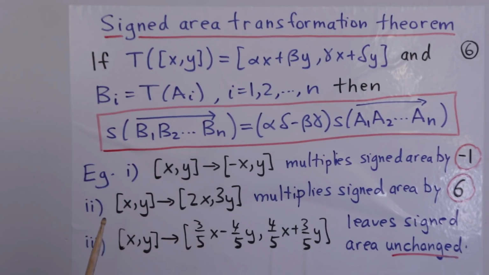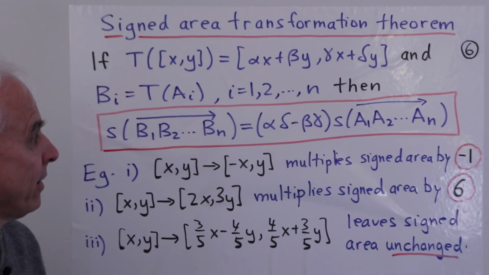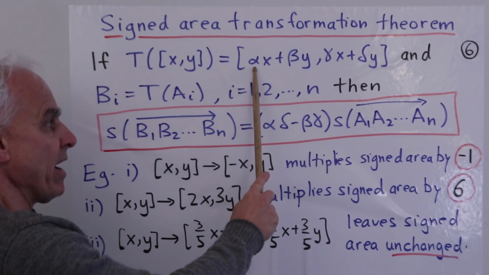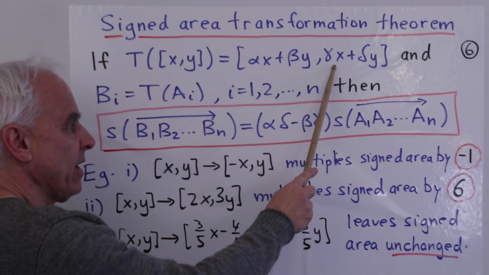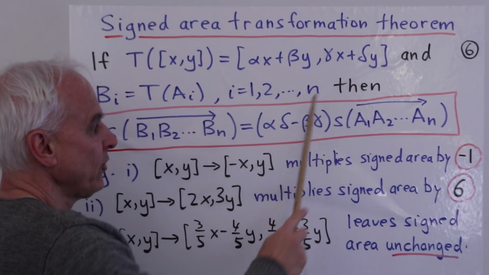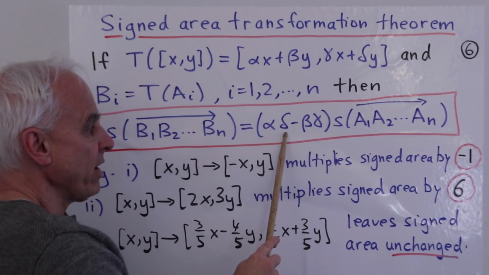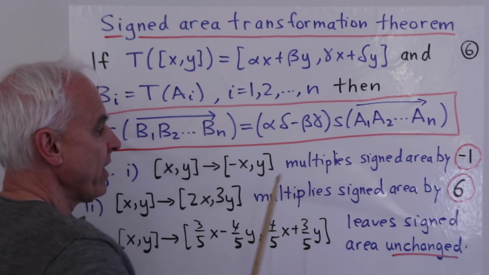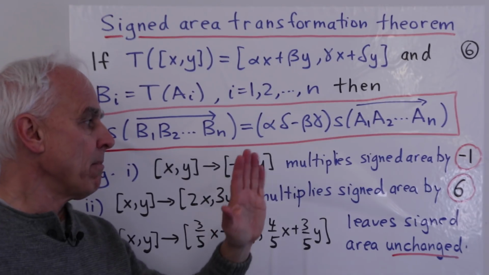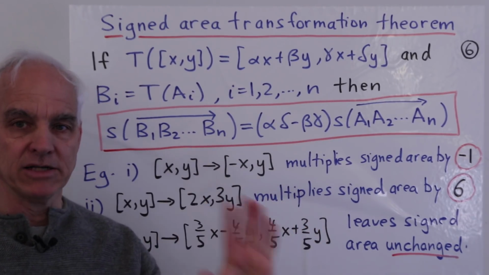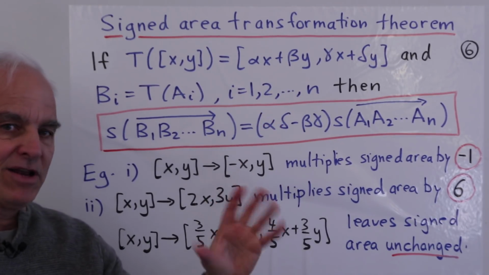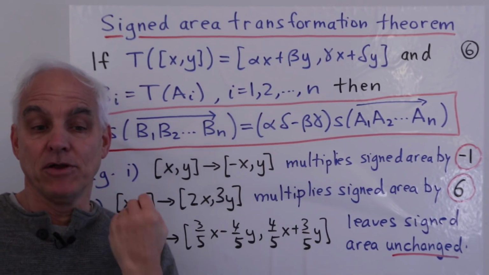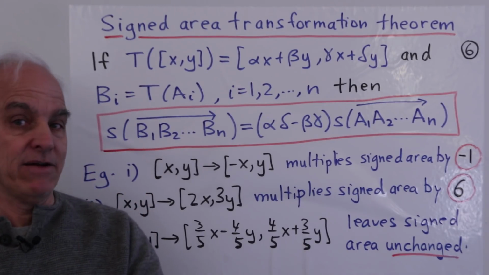So for example, if we're looking at the reflection that sends (x, y) to (minus x, y), that'll be the case when alpha is minus 1, beta is 0, gamma is 0, and delta is 1. So there'll only be a term minus 1 times 1 here, for a grand total of minus 1. That means that this transformation multiplies signed areas by minus 1. If you have a spline and its signed area is 7 and you reflect it, then the new spline will have signed area minus 7.